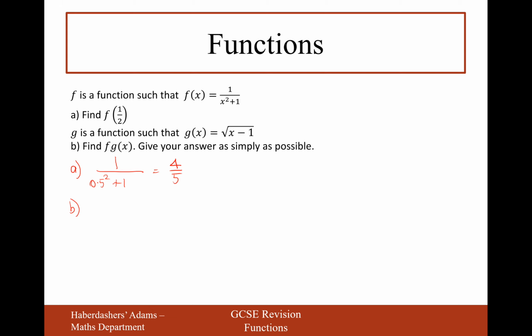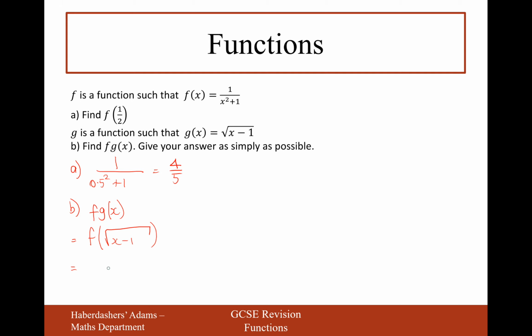Moving on to part B, g is a function such that the g function equals the square root of x minus 1. Find fg, give your answer as simple as possible. So it's the fg function we're making here. So that means we need to do the g function first. The g function is the square root of x minus 1. Then we're going to put square root of x minus 1 into the f function.